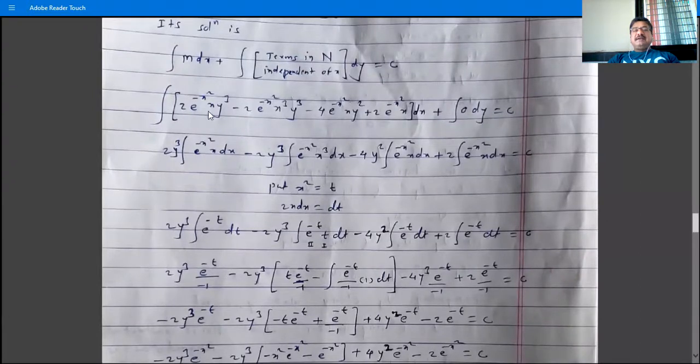And so integration is 2y cube. So we split the integration. The integration of this first term is with respect to x, so this 2y cube is constant, and we integrate e raised to x square, x dx.